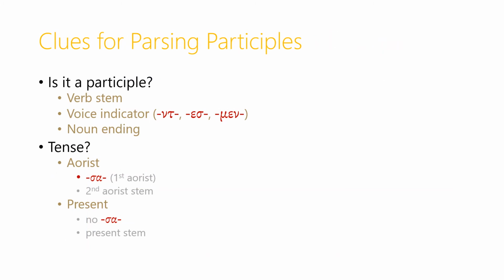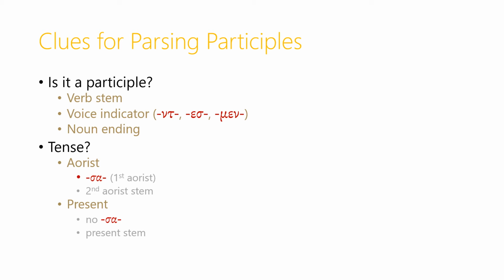So how do we go about parsing a participle? If we see something and we recognize, hey, I think this is a participle, what might be the clues that point us that way? Well, we'll see a verb stem, and then look for the voice indicator following the verb stem, either nu tau or some form of the S feminine voice indicator, or the men of the middle passive, and then a noun ending following that voice indicator.